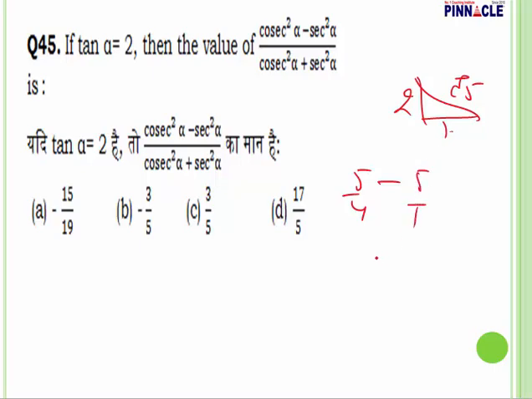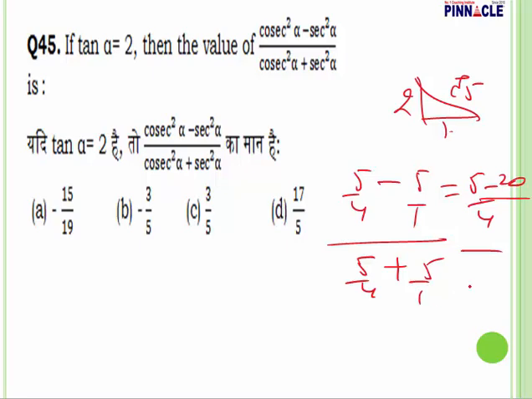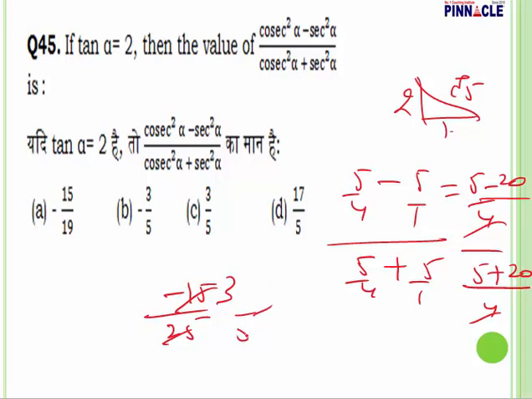5 by 1. Now here you write 5 by 4 plus 5. So here 4, 5 minus 20, and here you will find 4, 5 plus 20. In other words, 4, 4 cancel. Minus 15 by 25, 3 by 5 should be the answer, minus 3 by 5 should be the answer.